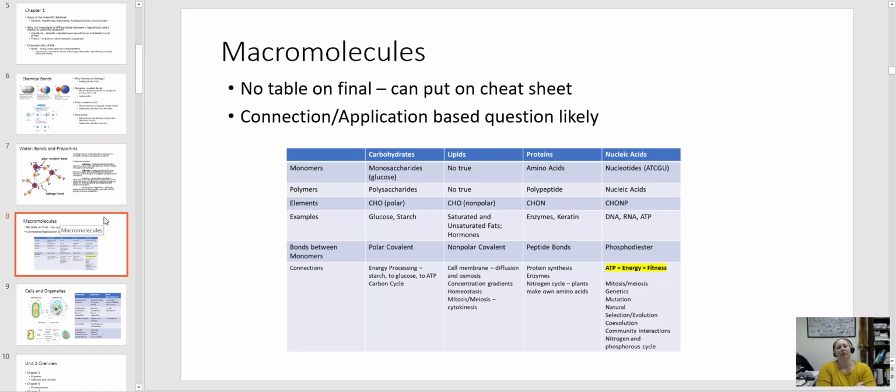Macromolecules. There's no table on the final, so you could put that on a cheat sheet if you wanted to. There will likely be connection and application based questions. Like, for instance, if you need short-term energy, which is the food you are most likely to get it from, and why, and how does that play a role in cellular respiration? Like, we know this stuff.